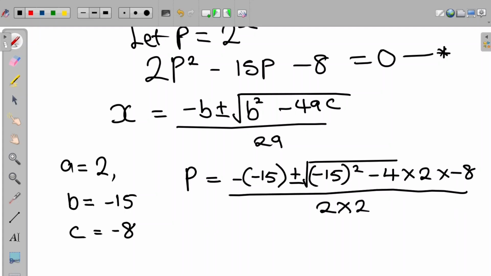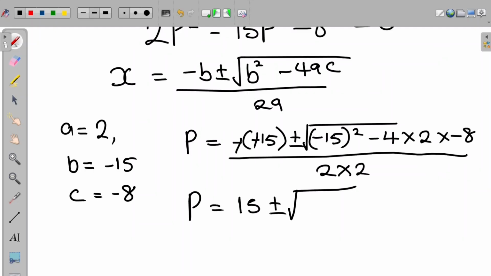So this becomes minus can cancel out minus. So p is equal to 15 plus or minus root of. So minus 15 squared is 225. Minus 4 times 2 is negative 8. And negative 8 times negative 8 is plus 64. So we have positive 64. All divided by 2 times 2 is 4.